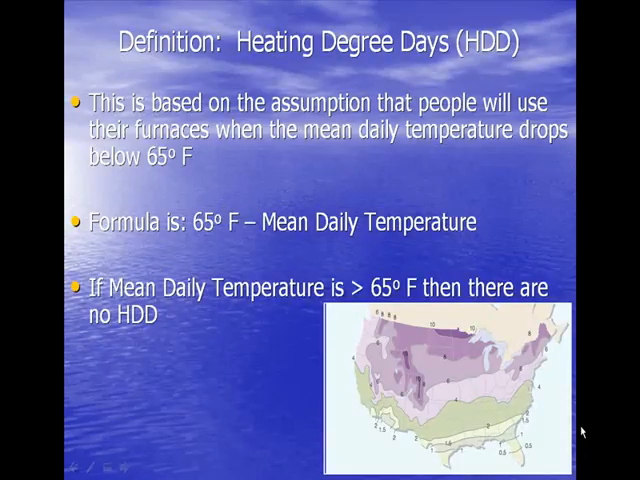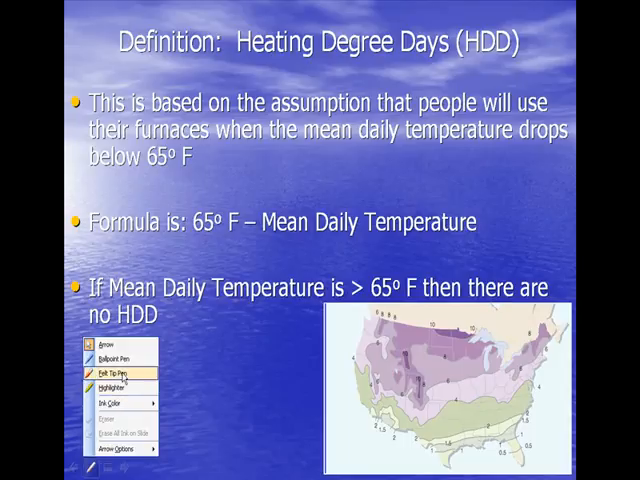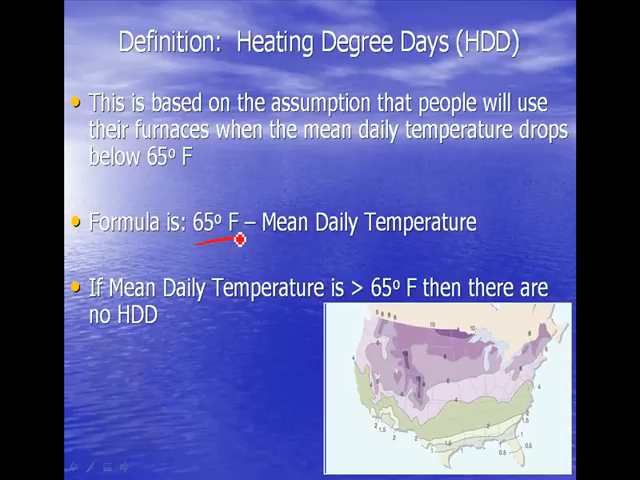And so the formula for this is 65 degrees Fahrenheit minus the mean daily temperature. So for instance, let's say that the mean daily temperature for today was 55. We would take the formula 65 minus the 55 degrees Fahrenheit, and we would accumulate 10 heating degree day units. However, if the mean daily temperature is greater than 65, then there are no heating degree days.